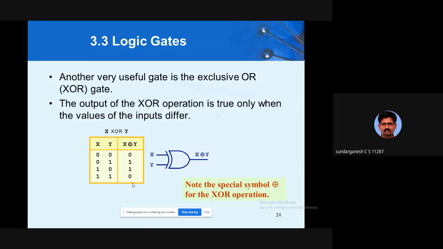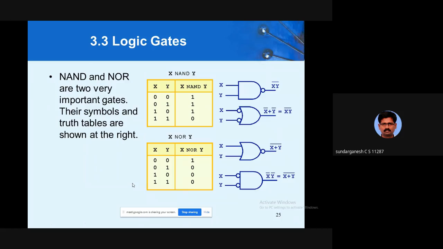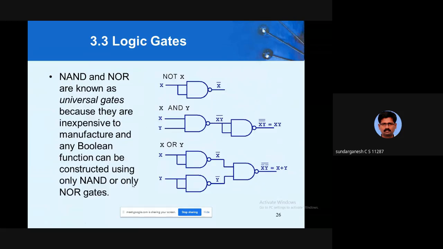Another useful gate is the XOR gate. The output of the XOR gate is true only when the inputs are different. If the inputs are the same, the output is low. There are 2 more gates, the NAND gate and the NOR gate. The NOR gate will produce an output only if both the inputs are low. Low means 0. The NAND gate will produce output 1 if any input is low; if both inputs are the same, the output will be low, and if both are different, the output will be high.